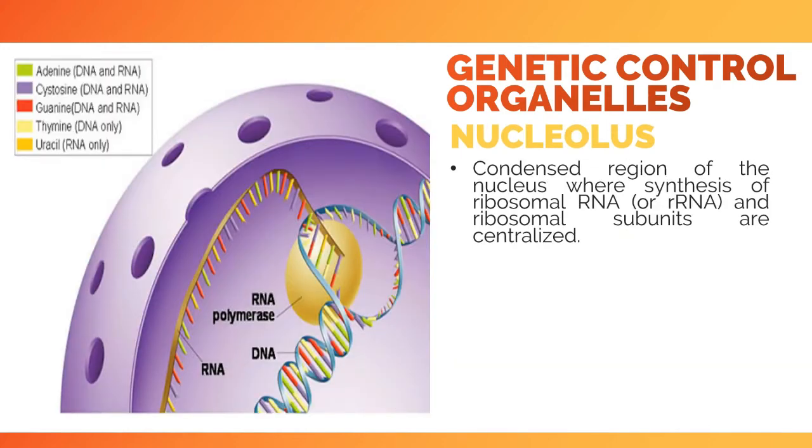We have here the nucleolus. The nucleolus is the condensed region of the nucleus where the synthesis of the ribosomal ribonucleic acid or rRNA and ribosomal subunits are centralized.